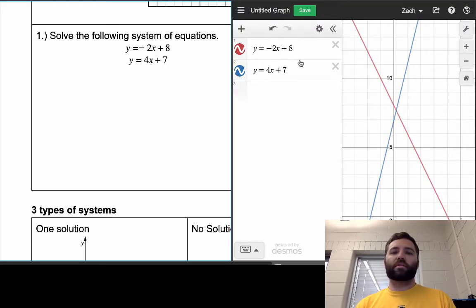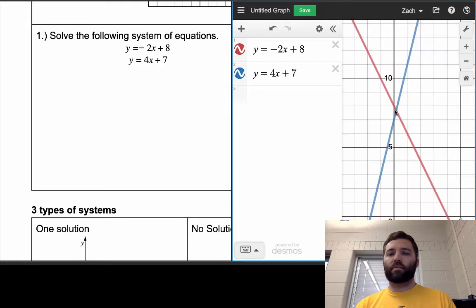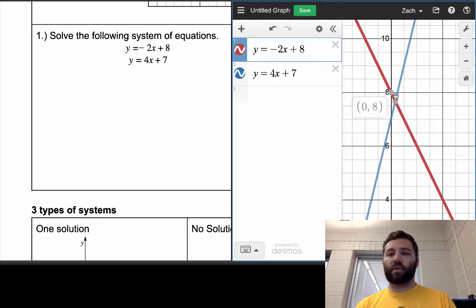So here is this system of equations, -2x plus 8 and 4x plus 7. And so you get the graphs, and you see over here where they cross. That is going to be the solution to the system. Okay, so I'll make it a little bit bigger. And with Desmos, it's quite straightforward to figure out where that point is. You just click it, and it says right there that it's at 1.67, 7.67.